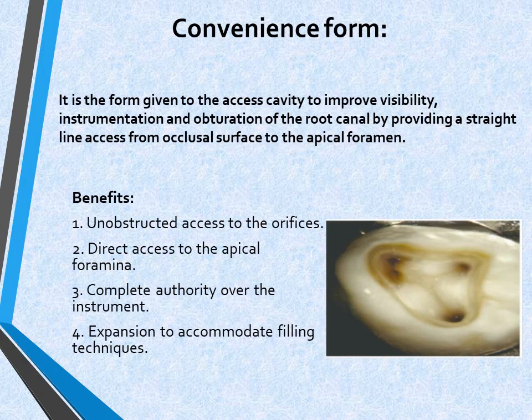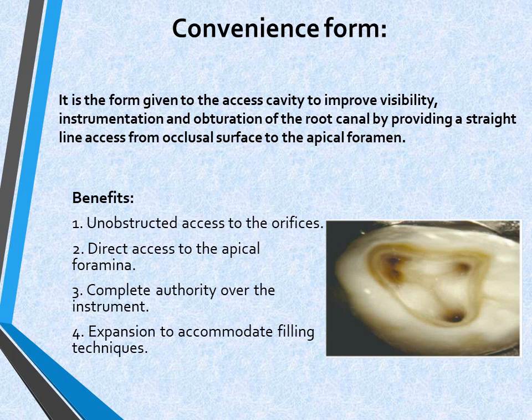Now what is convenience form? It's very simple to understand even in English. So it is the form which you give to improve your visibility, your instrumentation and obturation of the root canal by providing a straight line access. So these are the things which you need to find. You need to get unobstructed access to the orifices, direct access to the apical foramina, or at least to the first curvature in the root canal.